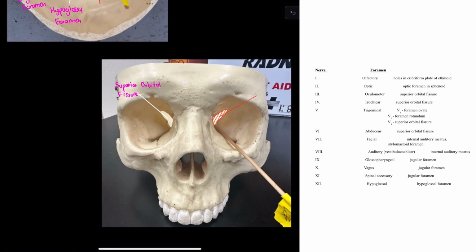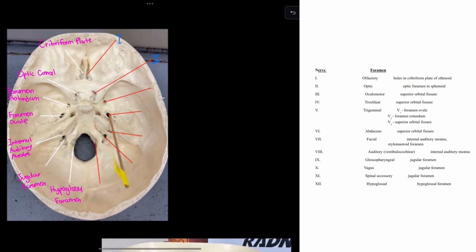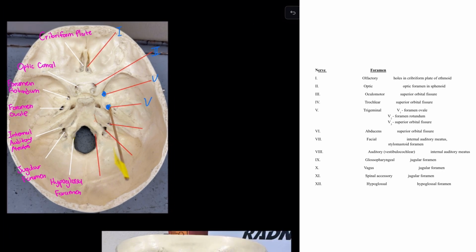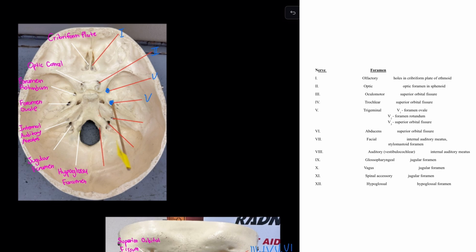So this right here is the superior orbital fissure. In there is also the trochlear, trigeminal, and the abducens. The trigeminal is also in these foramens as well, but I wouldn't recommend to know them in that foramen. But I'll just put it. So right here you can find the trigeminal in the foramen rotundum and the foramen ovale.